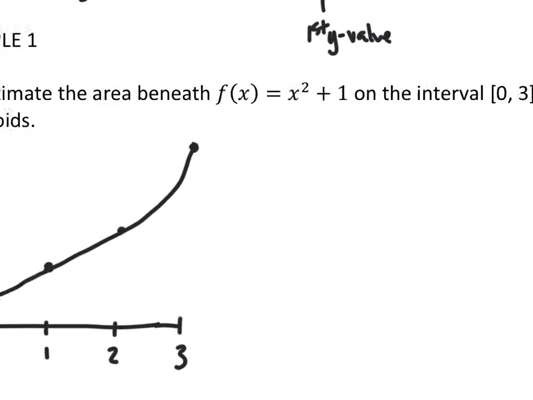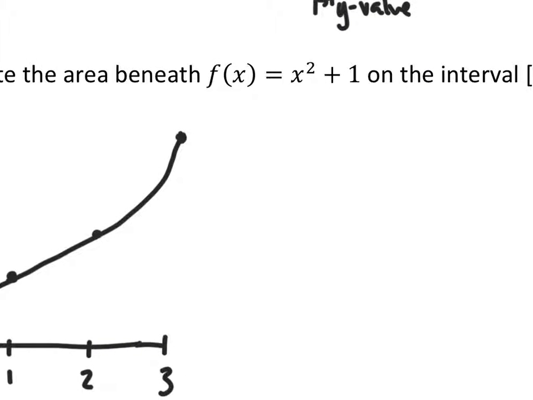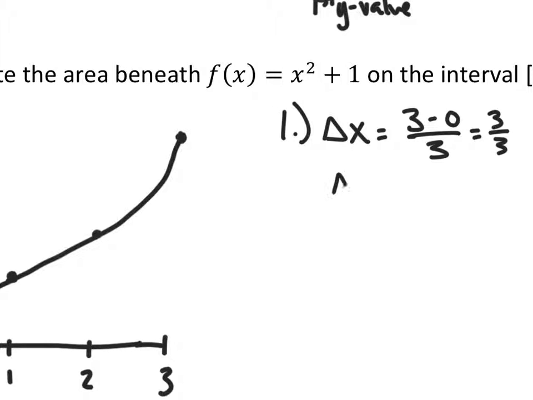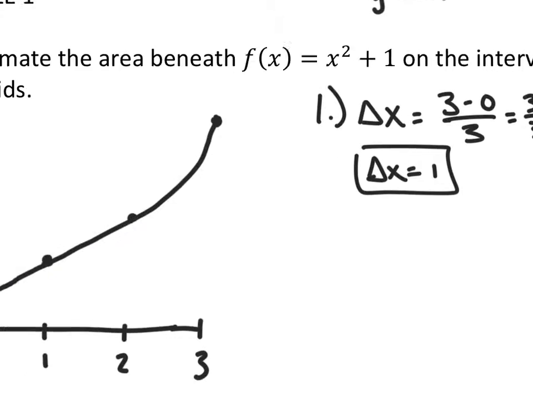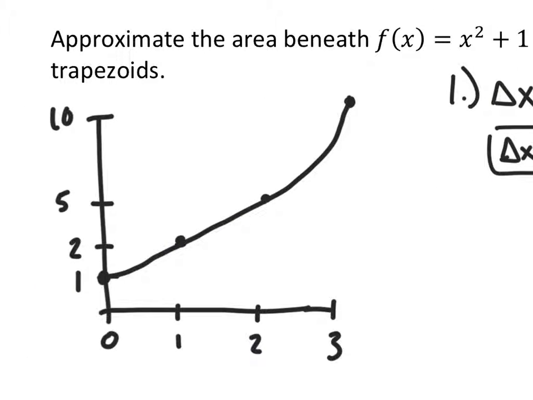And so the first thing that I want to do, step 1, is calculate delta x. My delta x is equal to 3 minus 0 over 3, which gives me 3 over 3. So delta x is equal to 1. That's my first step. The next thing that I want to do is get all my y values. So I'm going to use my red to do that.